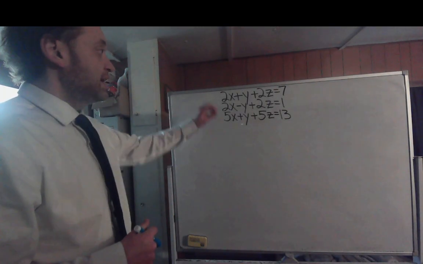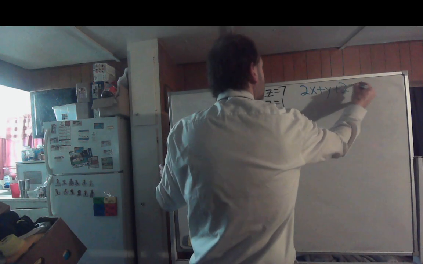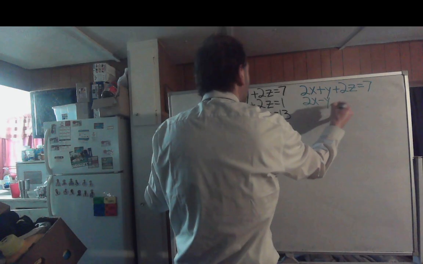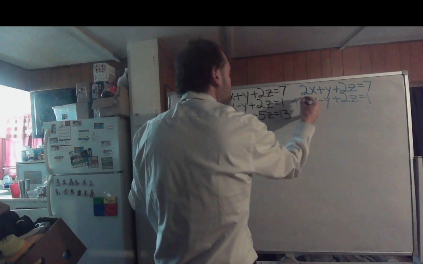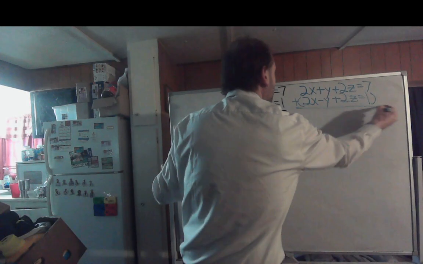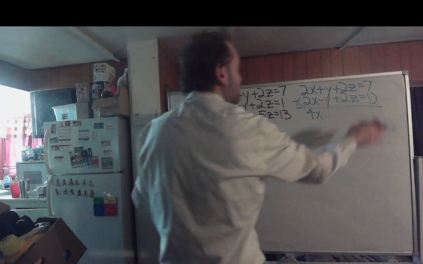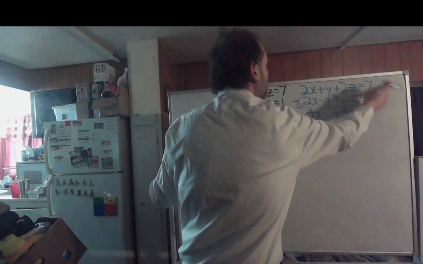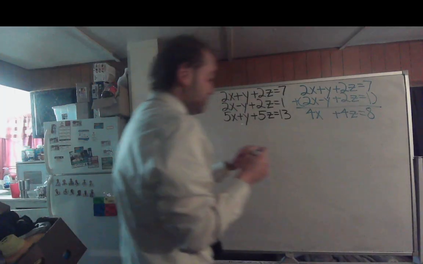So let's start by adding the first and second equation together. So take your 2x plus y plus 2z, set that equal to 7. Then take your 2x minus y plus 2z, set that equal to 1. And then just simply add these together, and you can definitely eliminate your y variable. 2x plus 2x is 4x. y minus y is 0. 2z plus 2z is 4z. And then 7 plus 1 is 8. So your first equation should be 4x plus 4z equals 8.